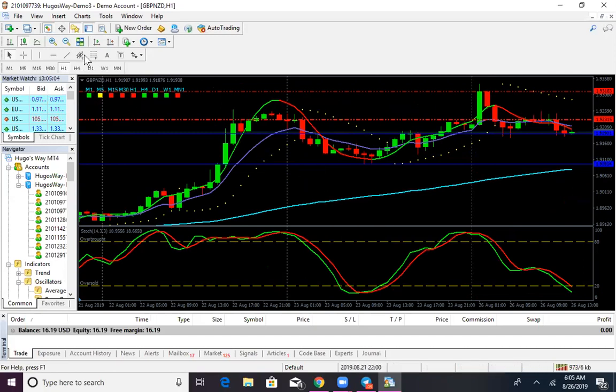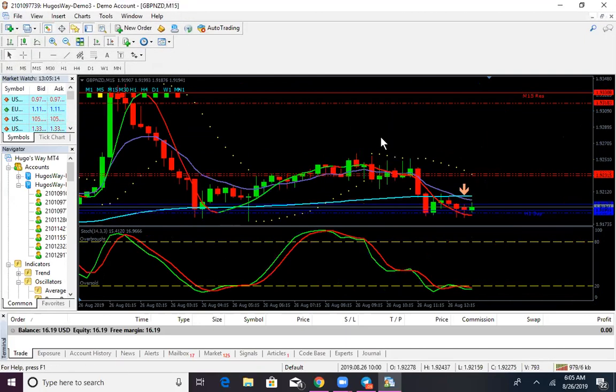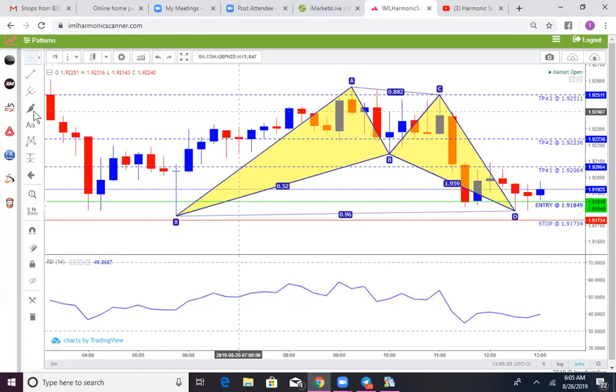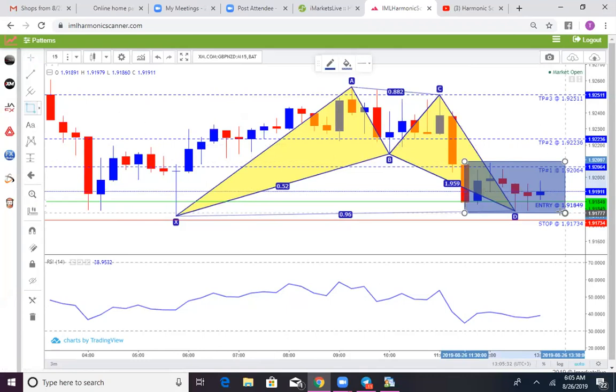Okay, this is not the template that I want. But that was on a 15-minute chart. So it was calling for a buy, but remember I said there's some consolidation. This is the consolidation I'm talking about on GBP/NZD right now. It's not breaking this zone.